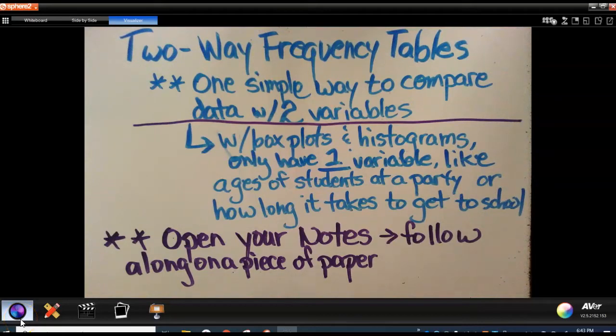Okay, this lesson is on two-way frequency tables. Two-way frequency tables are a simple way to compare data with two variables. This is different from what we were doing last week. With our box plots and histograms, we only have one variable, like the ages of students at a party or how long it takes to get to school.